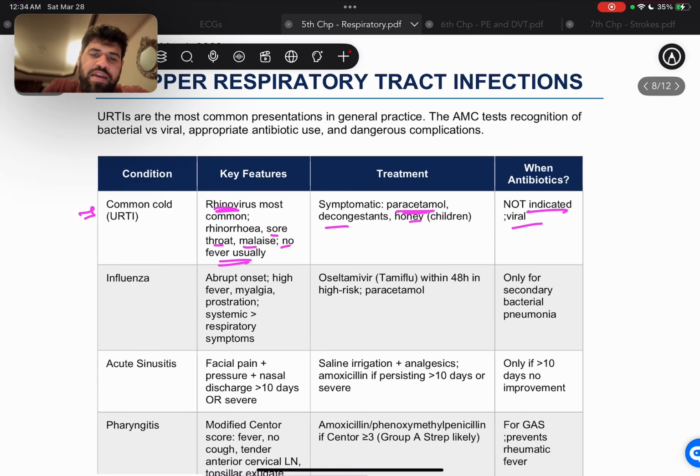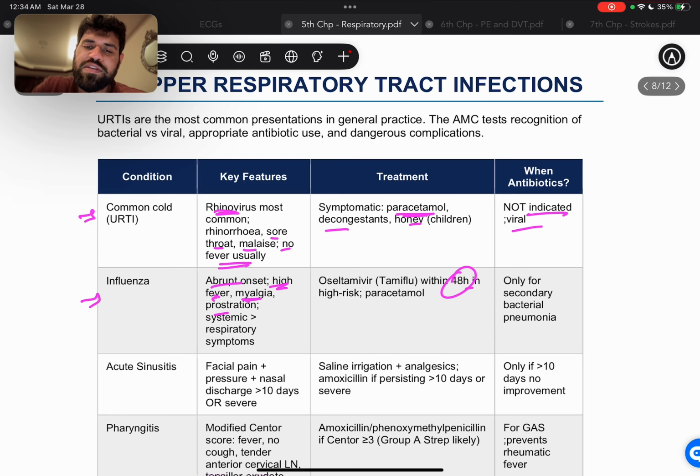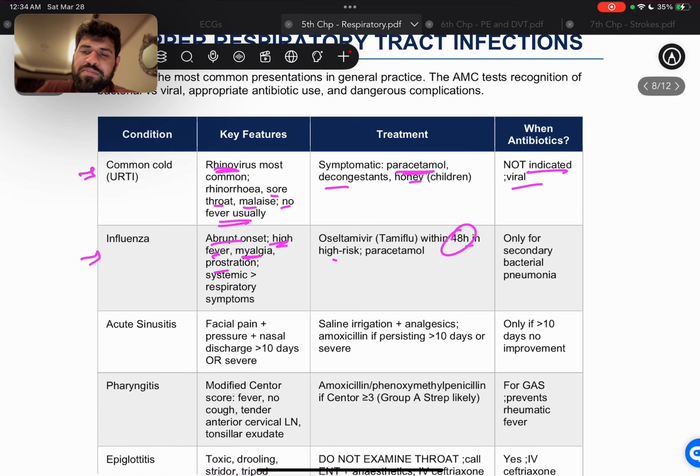All right. Influenza is going to have an abrupt onset with a very high fever, myalgia with prostration, and systemic and respiratory symptoms. So systemic symptoms are going to be a lot more than the respiratory symptoms. Then the treatment is going to be oseltamivir or Tamiflu within 48 hours in high risk. We also give them paracetamol to control the fever and body aches because they have myalgia. And we give them antibiotics only for secondary bacterial pneumonia.